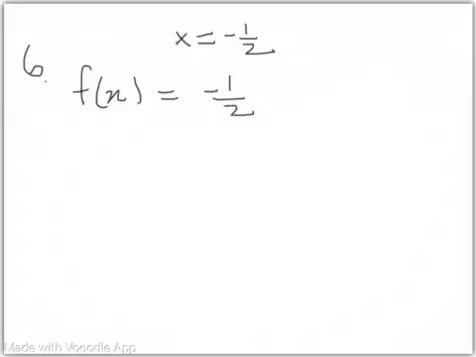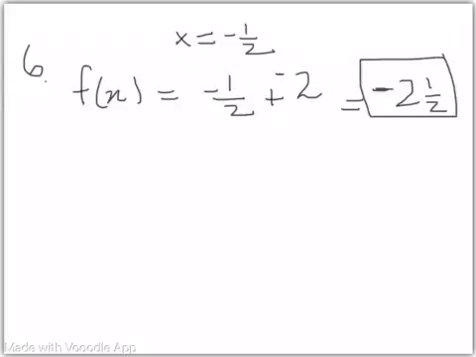So 6 is, and remember all of this is still let x equal to negative 1/2. For 6, f of x is equal to negative 1/2. I substitute in minus 2. Remember, when I'm adding a negative, that's the same thing as adding these two together. So it's negative 2 minus 1/2, which is going to give me negative 2 and 1/2. You could have answered 2.5. It's all the same.